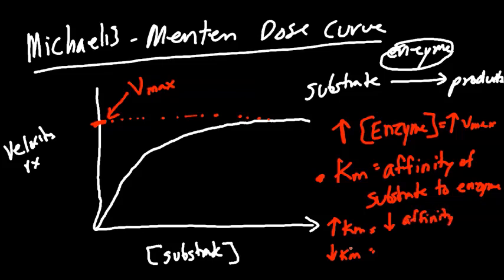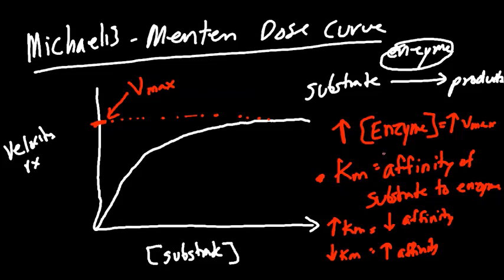So if you increase the Km, you're going to decrease the affinity. Likewise, if you decrease the Km, then you're going to increase the affinity. So Km deals with the affinity to the substrate of the enzyme. If you have a low Km, you're going to have a high affinity. If you have a high Km, you're going to have a low affinity.